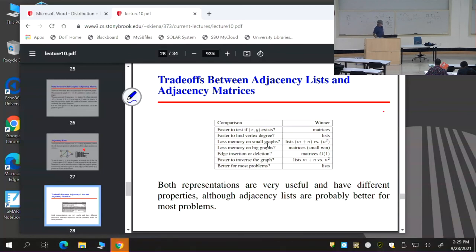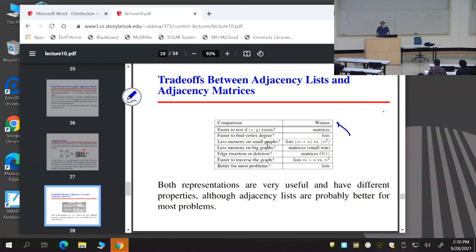Which representation is better? An adjacency list or an adjacency matrix? If I want to know whether edge ij is in the graph, which is better? I say a matrix is better. Why? Testing whether ij is in there is constant time in a matrix. It's order the degree in an adjacency list.